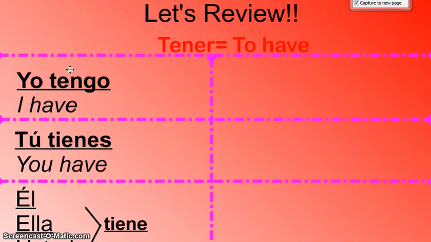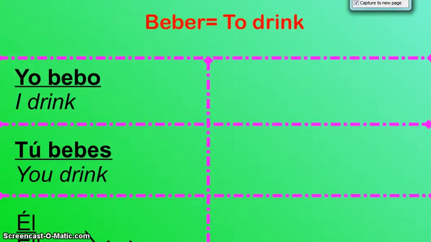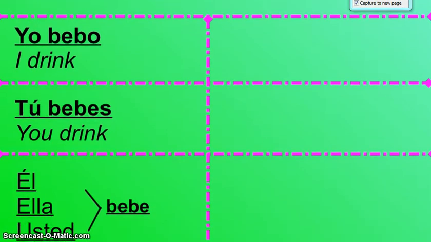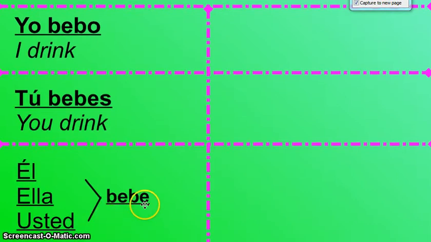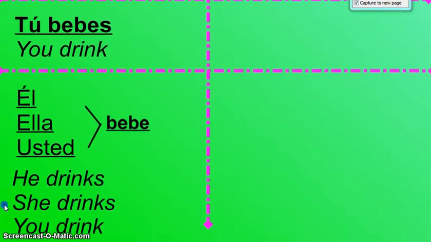All right, so if you have your notebooks, take them out and copy everything that you see. The verb beber, which means to drink, and let's look at the conjugations. Yo form, and as you do with all verbs, you drop the ER ending, and if it's yo, it ends with an O. So yo, bebo, I drink. Tú, drop the ER ending, bebes, you drink. Él, ella, usted, drop the ER, you add the E, bebe. And that means he drinks, she drinks, or you drink.